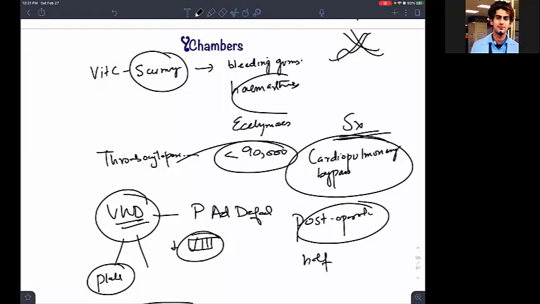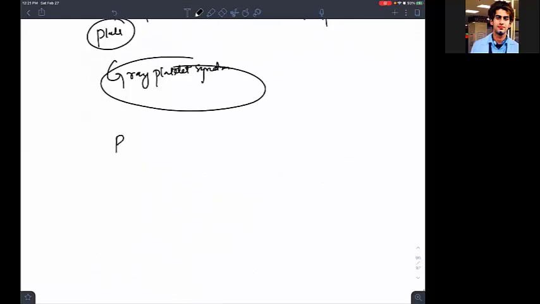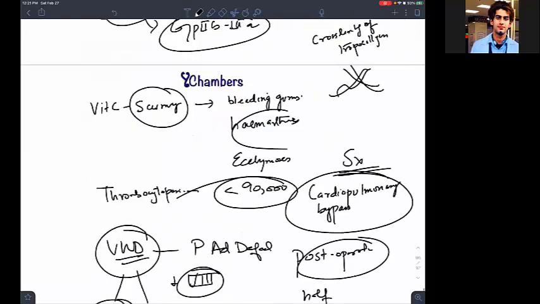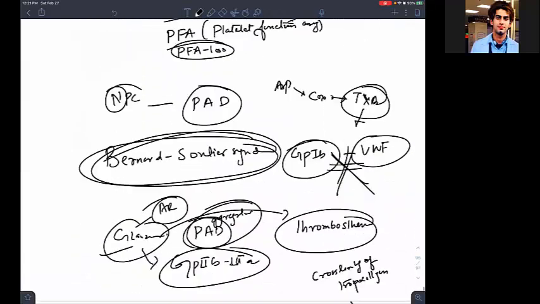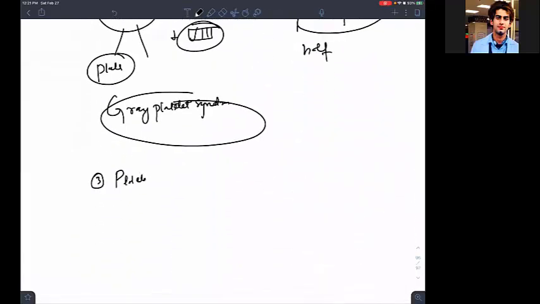Now let me tell you about names of some tests which are used to evaluate platelet aggregation function. The third test under the heading of platelet tests is the platelet aggregation test. Are you able to see my screen? Yeah, you are able to see my screen. Okay. So the platelet aggregation test is basically a functional test.